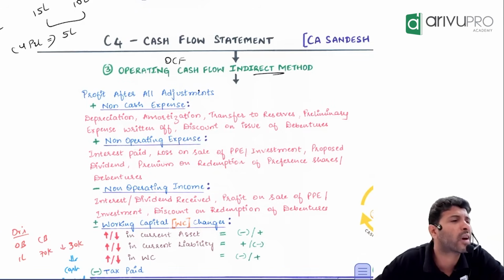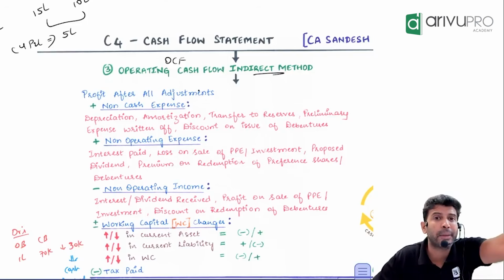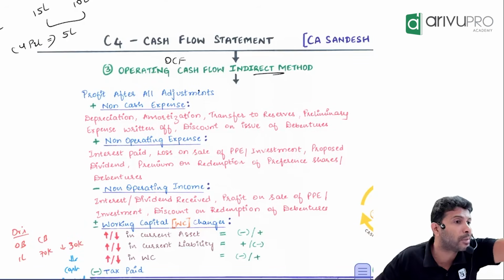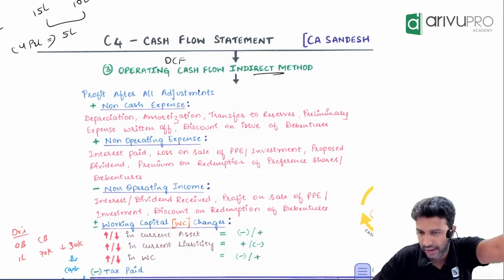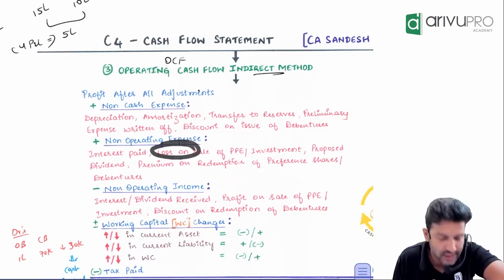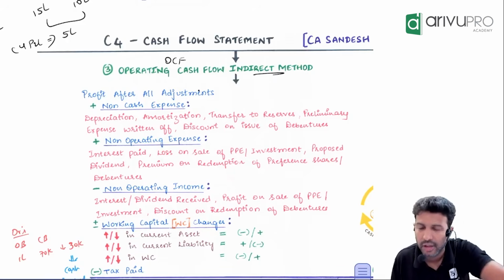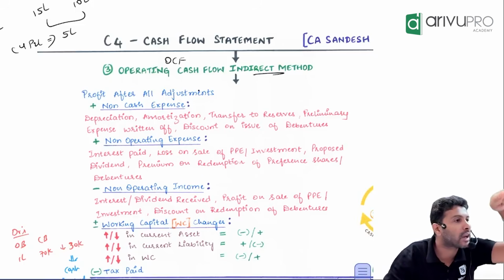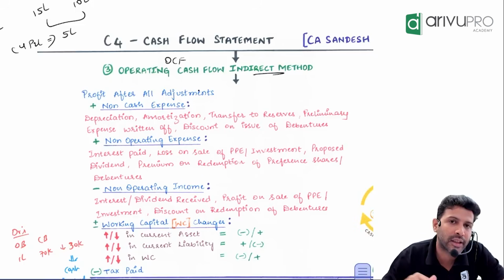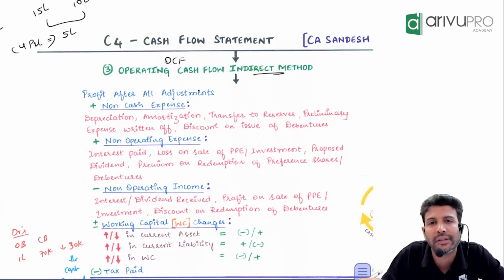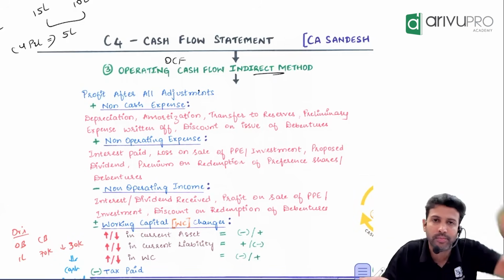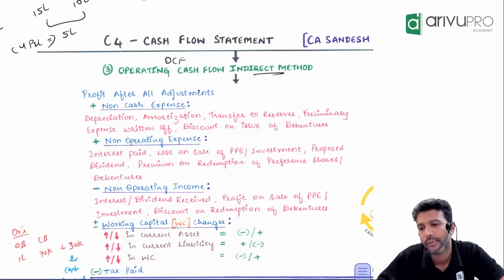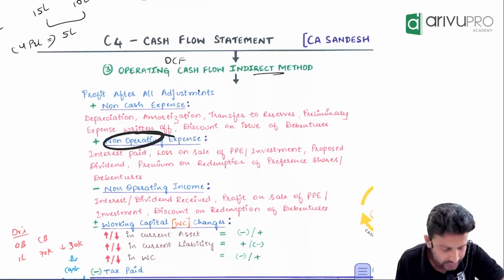Sale of investment is what activity? Sale of investment, sale of PPE, sale of intangible asset, what activity? Investing activity. But loss on sale of these assets will be transferred to P&L. Due to this loss, P&L balance has reduced. So your operating cash flow is also reduced. Are these operating activity or investing activity? Hence, to restore, what will we do? Add back.